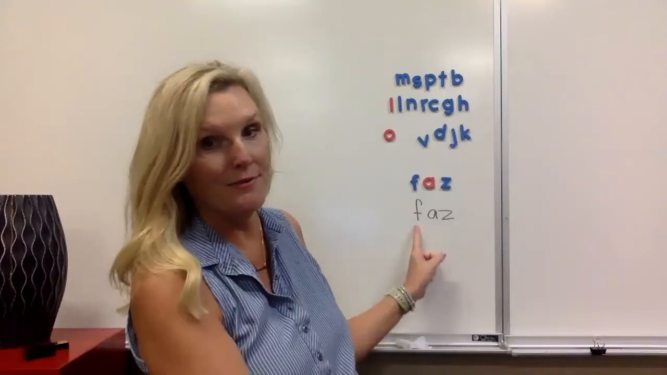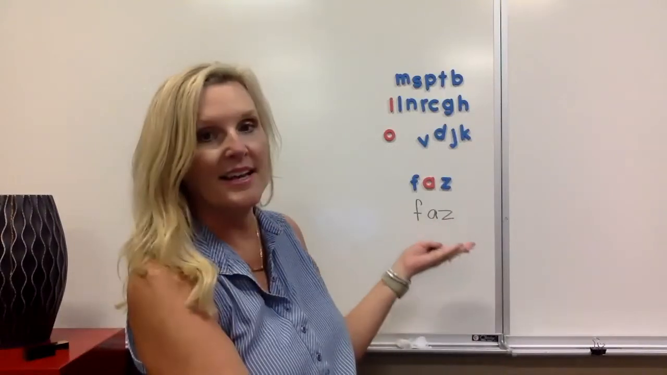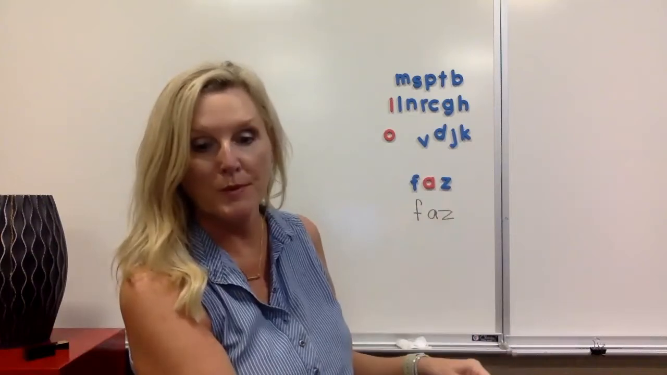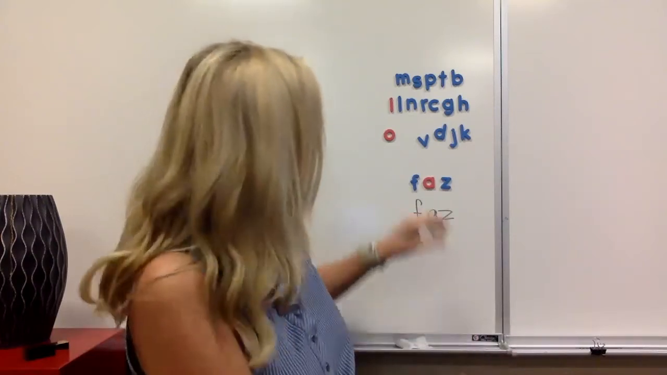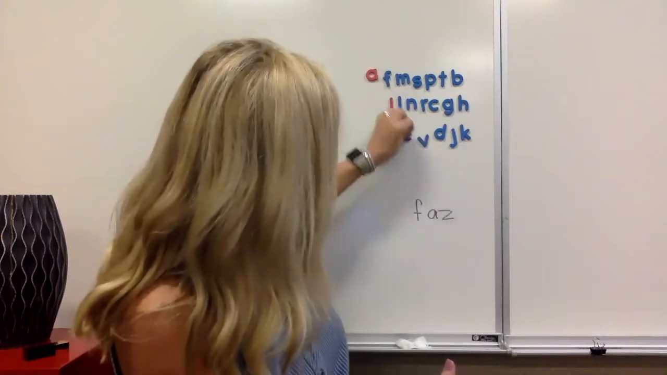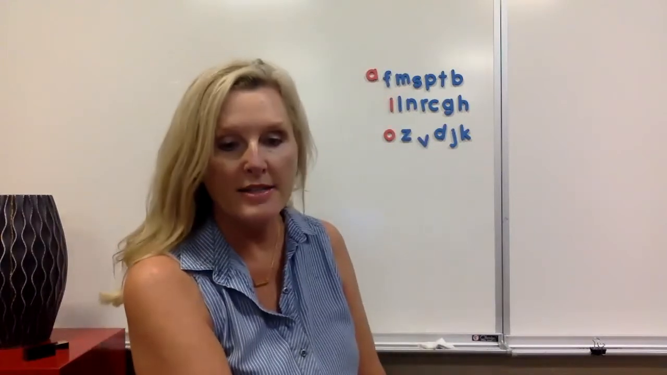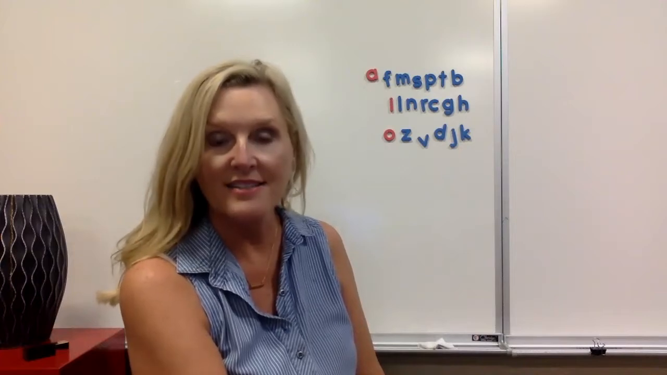Let's check it. Say it slowly, faz. And the word is faz. Were we right? We were. Let's try another one. Push those letters up. And I have to erase, but you don't. Now then, we're going to write the word vought. Say vought.